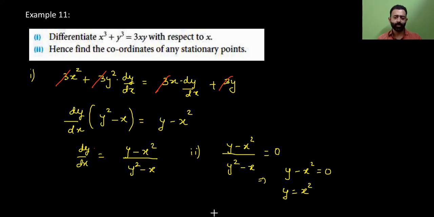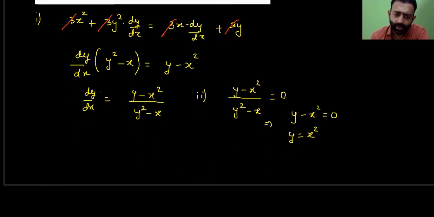We will find this out by putting y is equal to x square back into the original equation of the function. These are just a relation between the coordinates of a stationary point. What is the relation between the coordinates of the stationary point? Till now you haven't found the exact coordinates, but you have found the relation between the x and y coordinates for every stationary point. So let us put y is equal to x square back into the function.